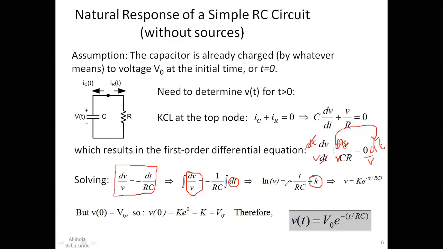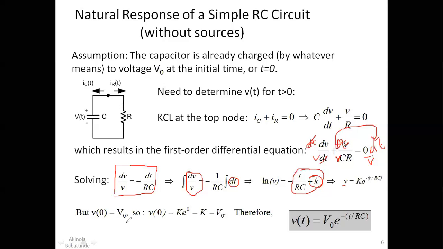Now, if you want to find V, you just take the exponential of both sides. If you take the exponential of both sides, you would have exponential of ln V equal to exponential of minus T over RC plus K. So exponential of ln V will be equal to V. When you take the exponential of the ln function, what you have left is just that function. So here exponential of ln V will be equal to V, and then you have the exponential. When you take an exponential of addition, when you add two values together and you take the exponential, what you are going to have is going to be K exponential minus T over RC.